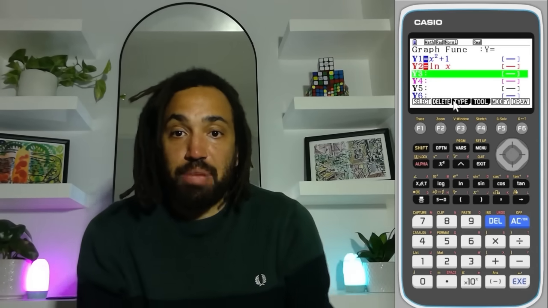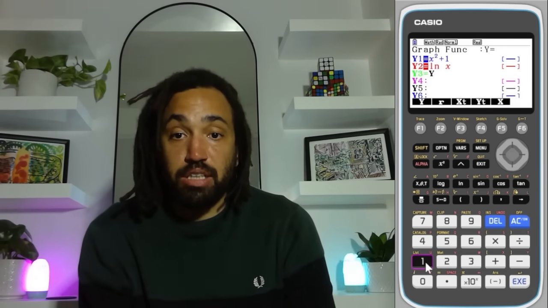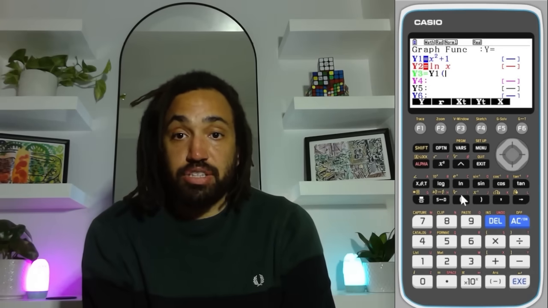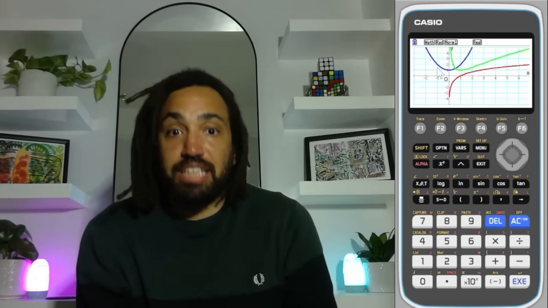Never fear. What you could do is type in y1 for your f of x. So press right on the D-pad, click the y button, and then press 1, and then open up brackets, so f of, and then y2, which is g. And then close the bracket and press execute. And it will sketch f, g, and f of g.